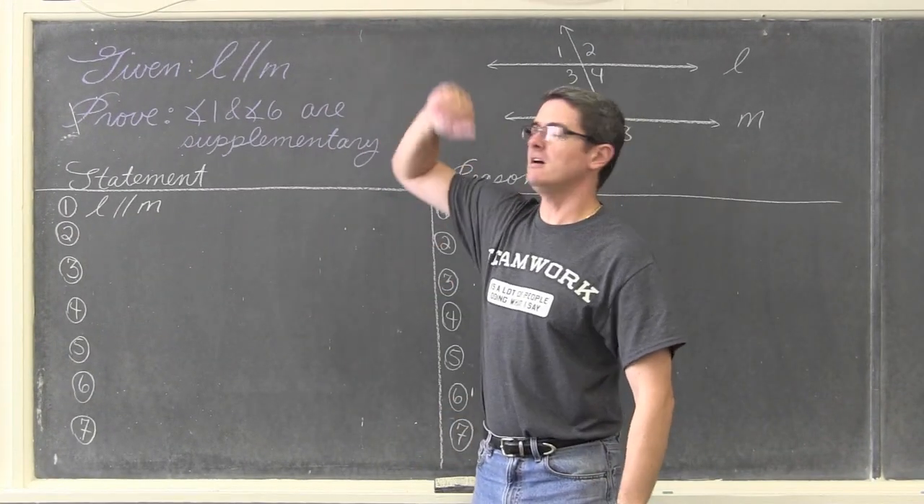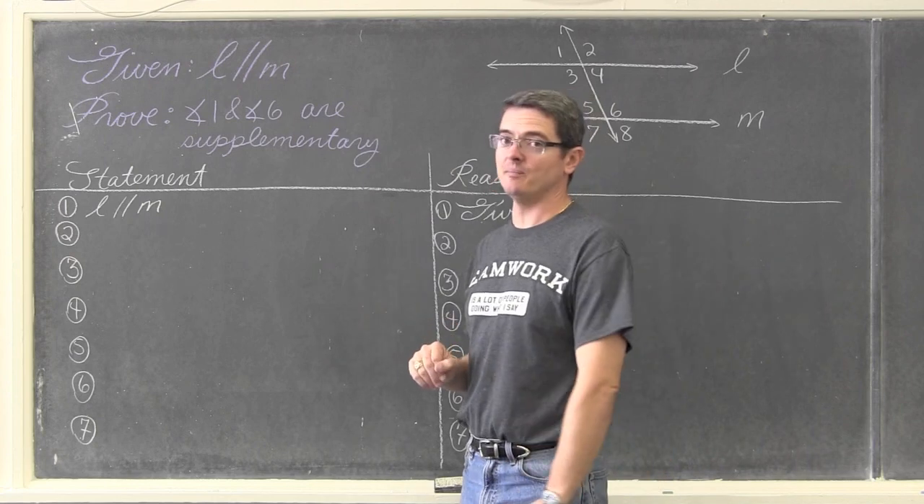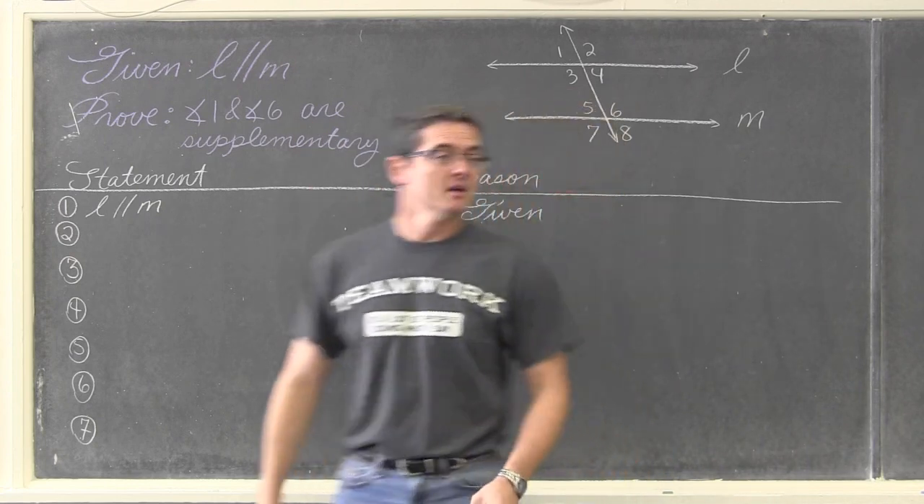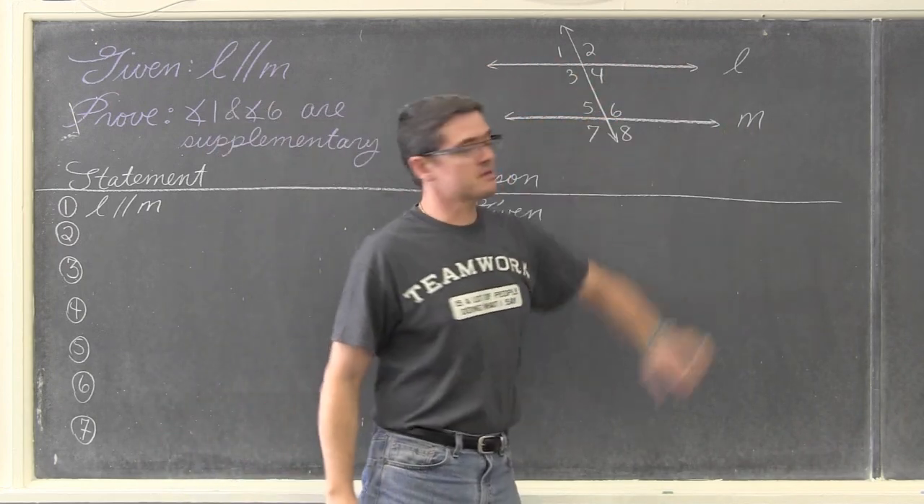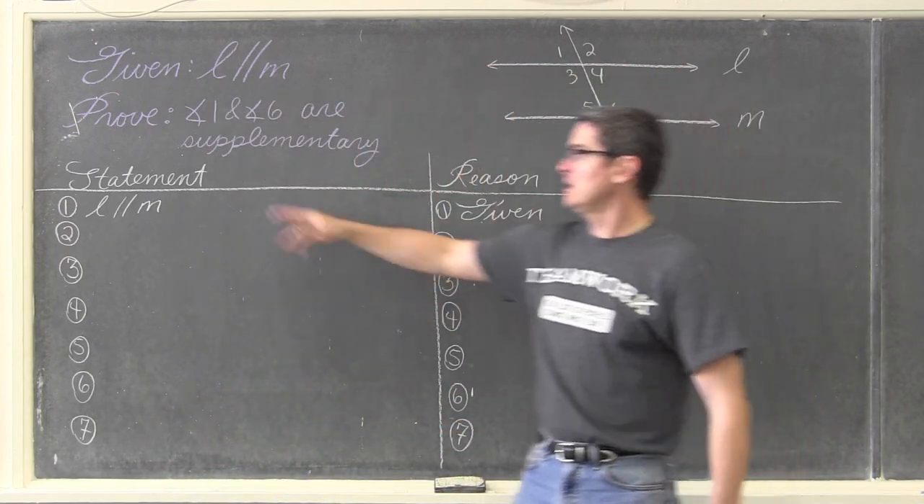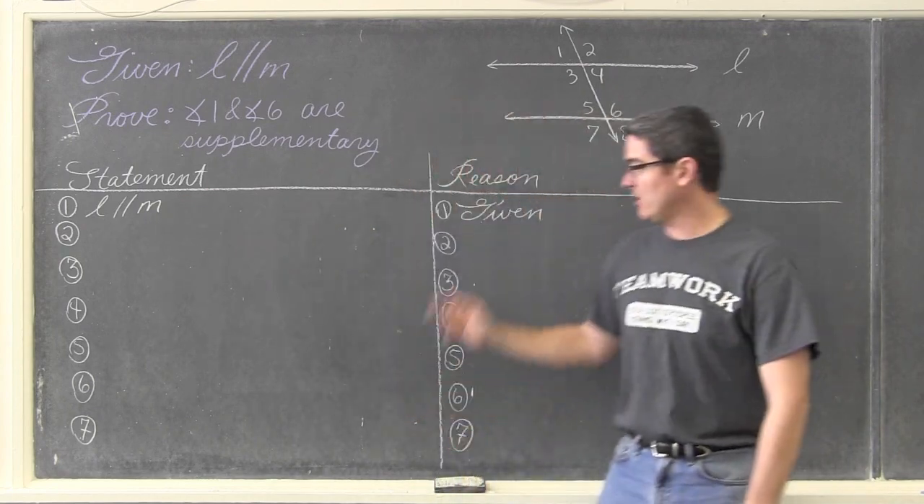Given line L and line M are parallel. Prove that angle 1 and angle 6 are supplementary. So we have two parallel lines, and the first line almost always in a proof is given. So yes, L and M are parallel, and that's given.